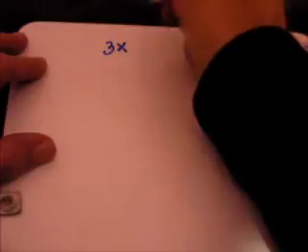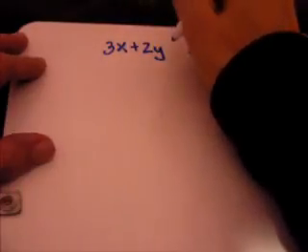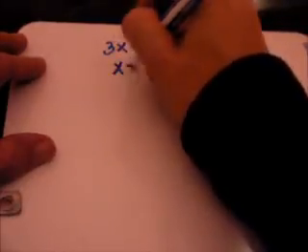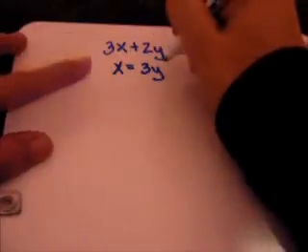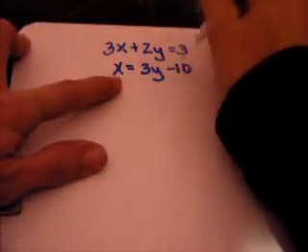Okay, so example 3. Example 3 is to use substitution to solve 3x plus 2y equals 3. It's in your book at the top of page 221. And then they also gave us x equals 3y minus 10. Isn't it nice? They already isolated one, which tells me I'm going to put this one into this other equation.